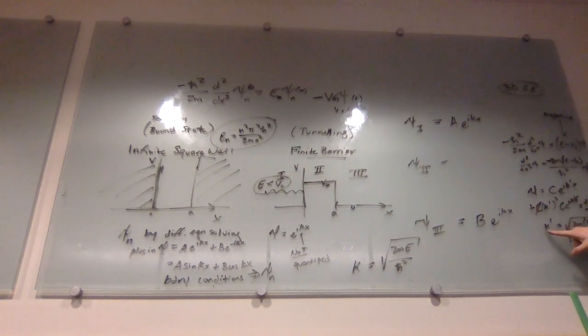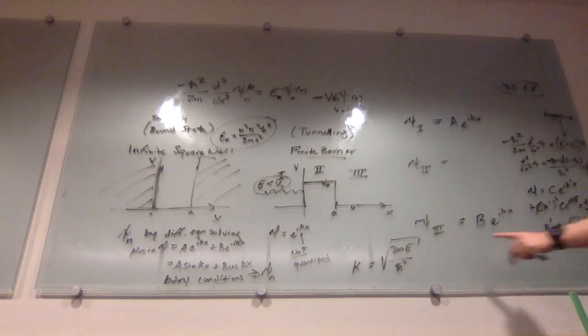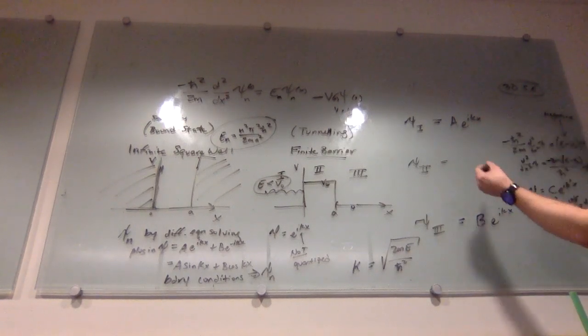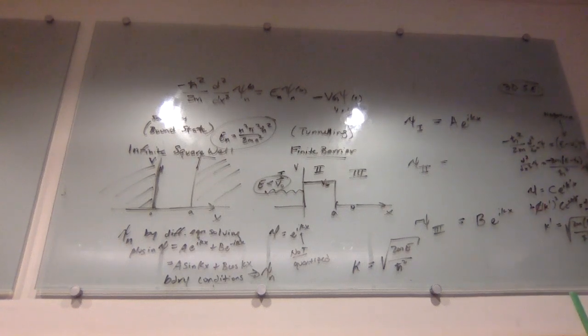The reason I called it k prime is because I know this is not the same as this k. Actually, sorry, there's plus a D e to the minus i k prime x, because there's the other one. Now, of course, it's the same. Everything's going to be the same.